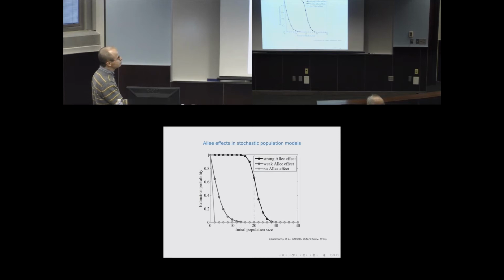So the Allee threshold now corresponds to the inflection point of this curve, but for your predictions of the applicability of any control measure, you need to account for all these probabilities of extinction. So that's one of the complexities.